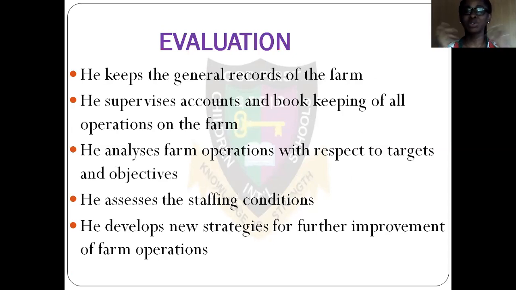You don't send someone to the farm just because they are sick. He assesses the condition of the staff before sending them to the farm. The last one is that he develops new strategies for further improvement of farm operations.